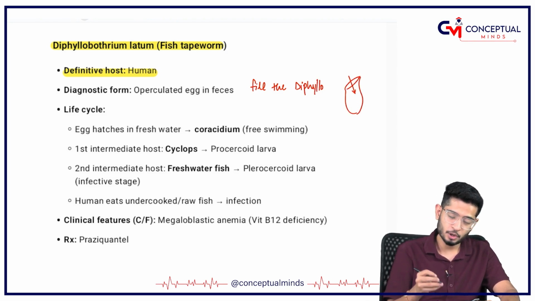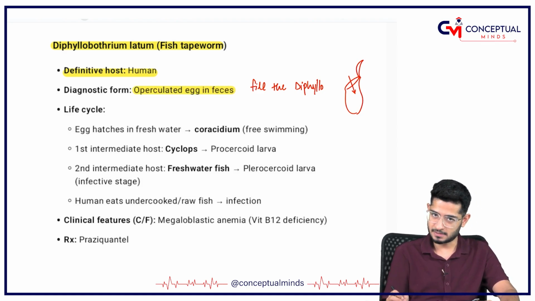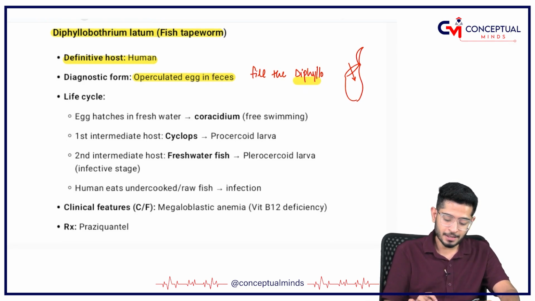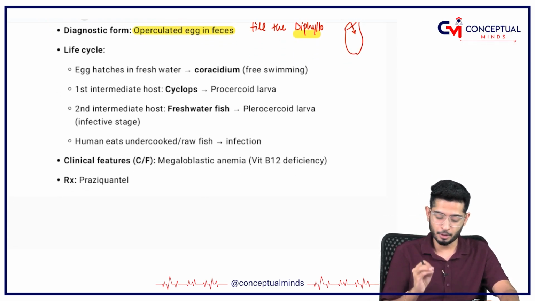Open mouth, and open mouth with a lid. The mouth is open with a lid. So that's why the eggs are operculated eggs which will be found in the feces. So fill the eggs. Clear? Good. So what happens? Please understand, Diphyllobothrium latum is a little important one.